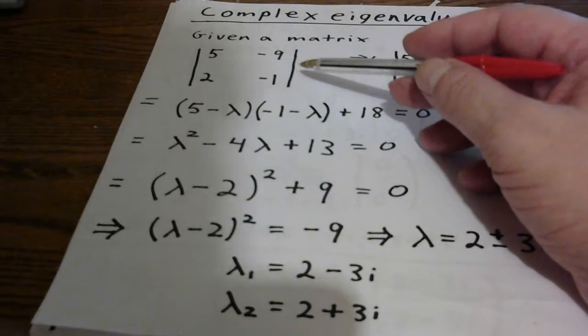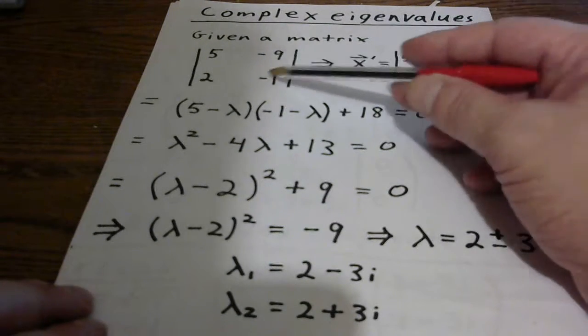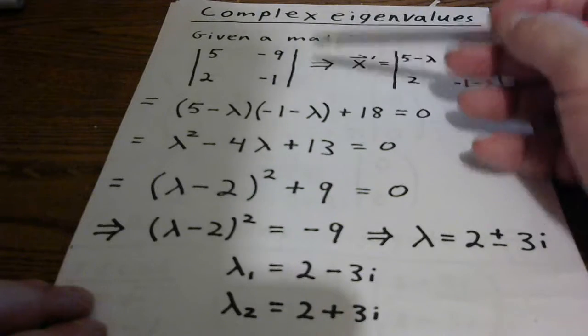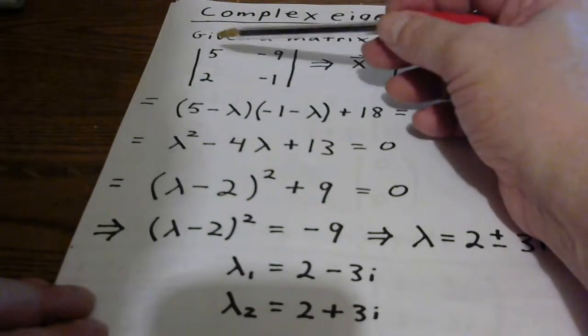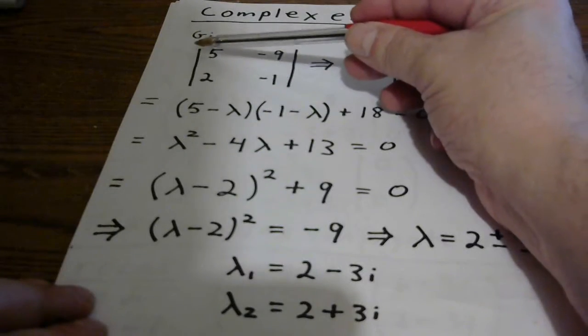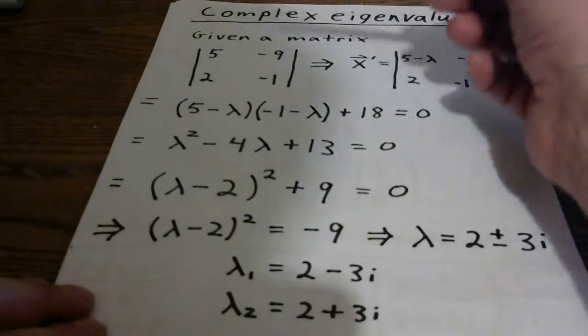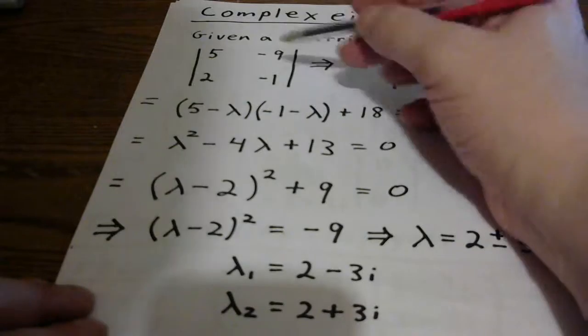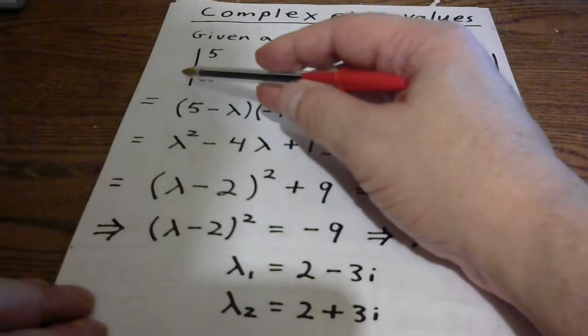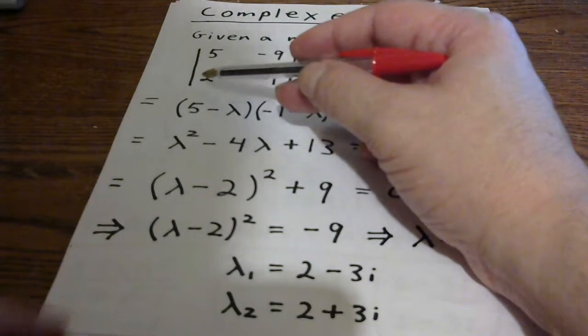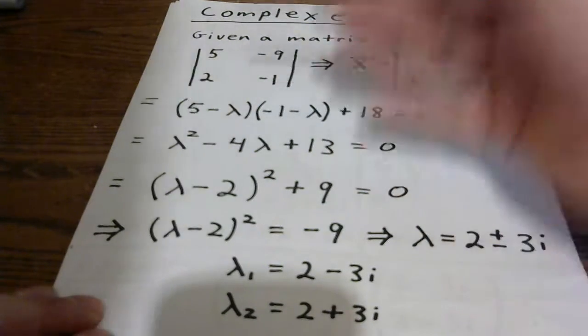First off, we are given a 2 by 2 matrix, and this represents a system of two differential equations. So this would be something like dx/dt equals 5x minus 9y, and dy/dt equals 2x minus y.